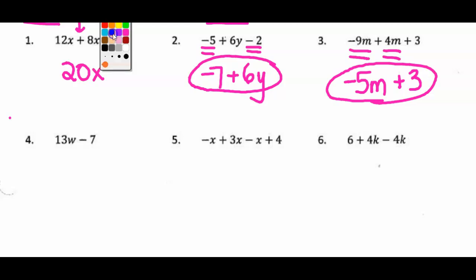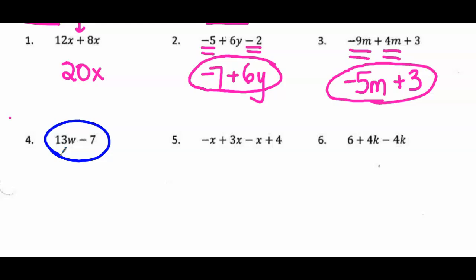It's been about 40 seconds. I'm going to number 4. Number 4, you should have said to yourself, does not have any like terms. There are 2 terms there. They're not like because one has a variable w and the other doesn't. So you can either circle it or do nothing to it because it is completed.